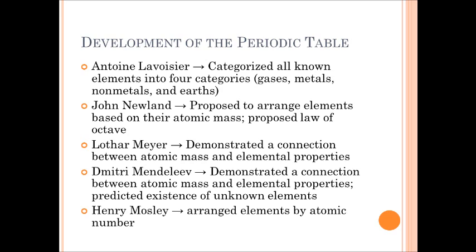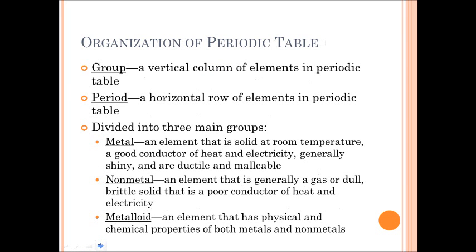Finally, we had Henry Moseley, who proposed to arrange the elements by atomic number versus atomic mass. And that basically gave us the periodic table that we have today. So what does this periodic table look like? Well, we have groups, which are our columns, and we have periods, which are our rows.